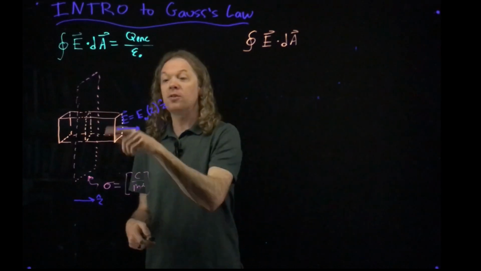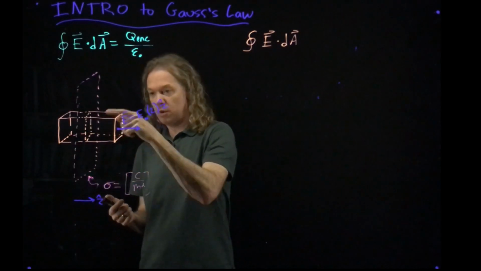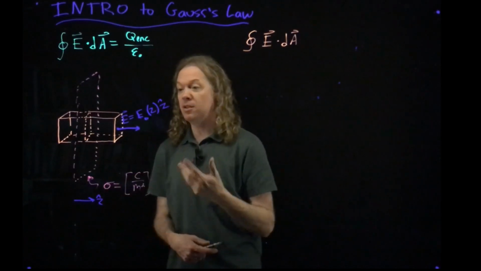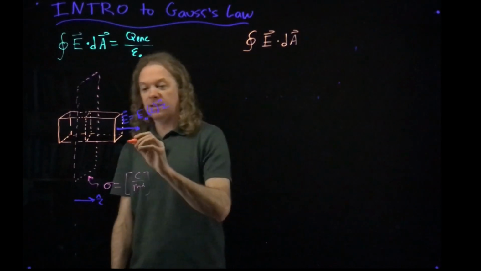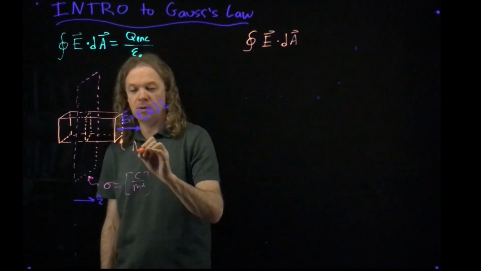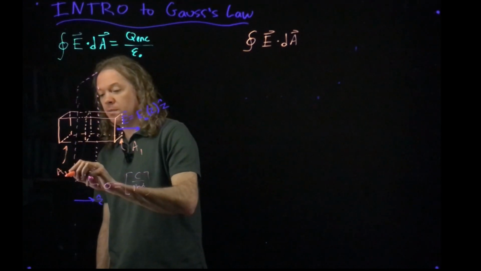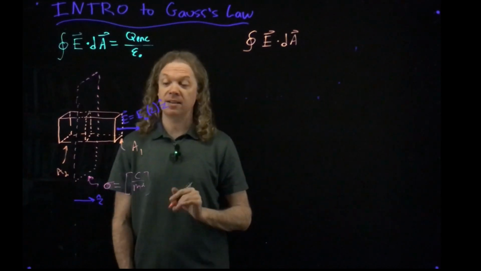So we have 6 surfaces, right? 1, 2, 3, 4, 5, 6. Four of them are 0. So the flux through those four is 0. We only have to worry about this one right there and this one on the other side, A2. Those are the only fluxes we actually have to calculate.